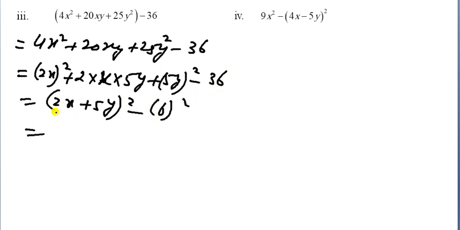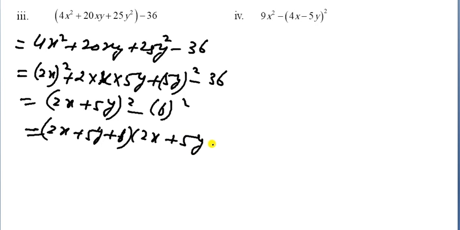So use the property, that is a square minus b square, and that is (a plus b) and (a minus b). So that is (2x plus 5y plus 6), and in the second bracket it is (2x plus 5y minus 6). So that one is your answer.